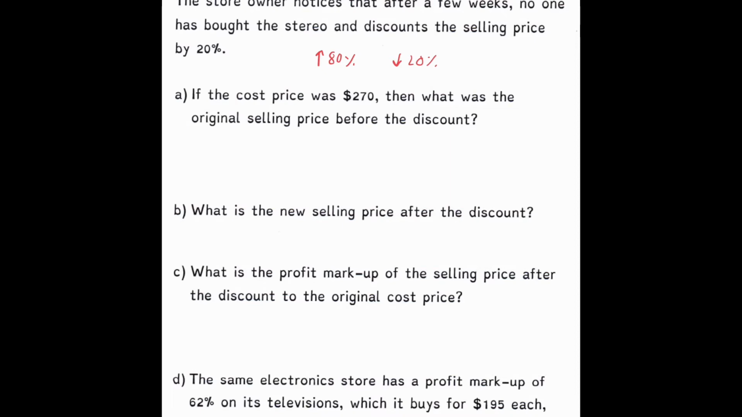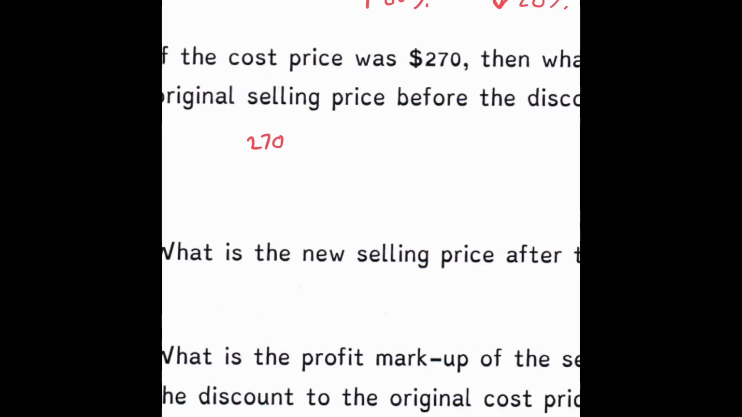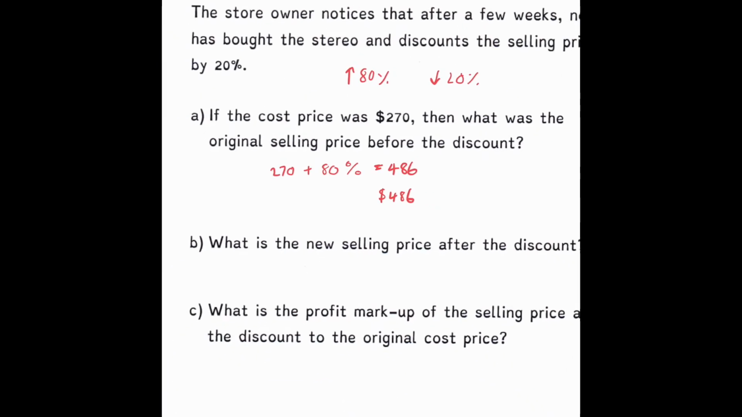So the first step is we have $270. Then, just for this part A, this is just asking what was the selling price before the discount. So that's where I've increased it by 80%. On your phone, you can actually hit +80, and then there's this percent button. If you type in +80%, you then have to hit the equals button, make sure you do, because the number will pop up, but it's not the answer yet. You have to hit equals, and you get $486. So that's with the 80% increase.